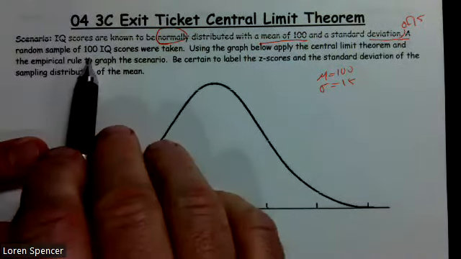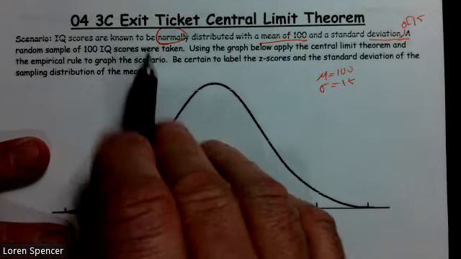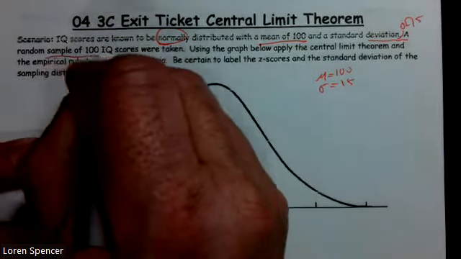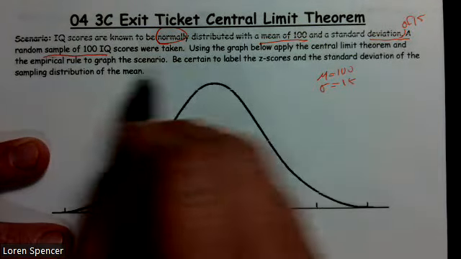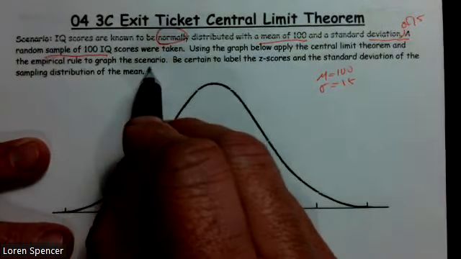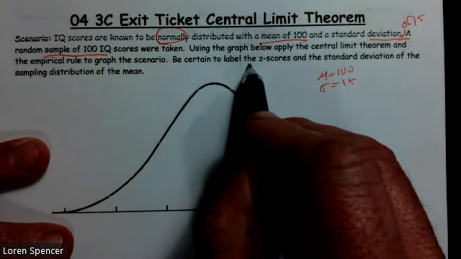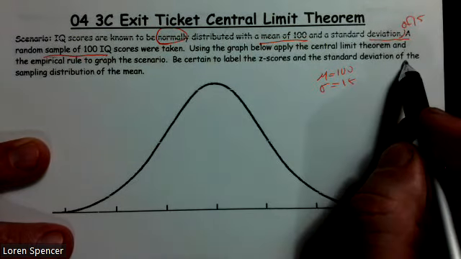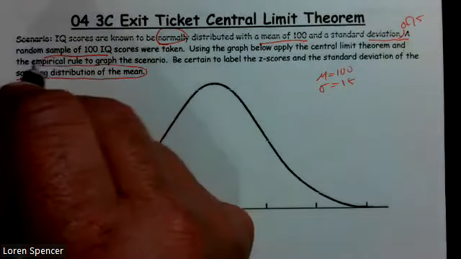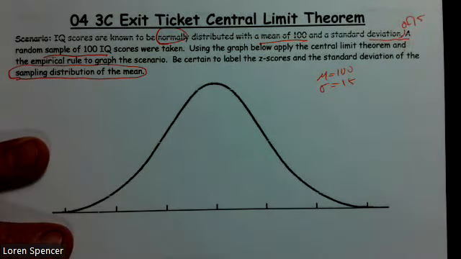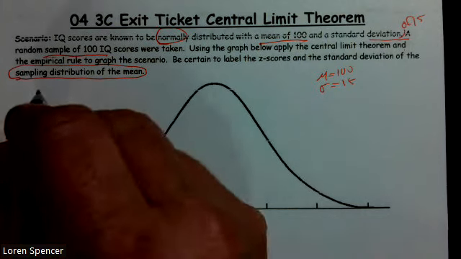A random sample of 100 IQ scores were taken. So we have a random sample of 100. Using the graph below, apply the central limit theorem and the empirical rule to graph the scenario. Be certain to label the z-scores and the standard deviation of the sampling distribution of the mean. So they want us to use the standard deviation of the sampling distribution of the mean.